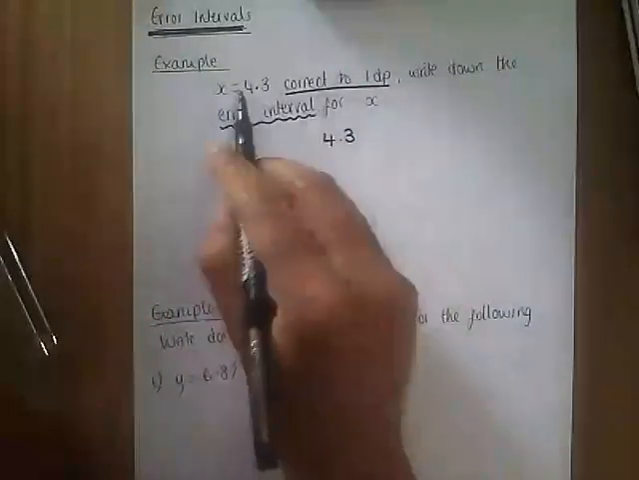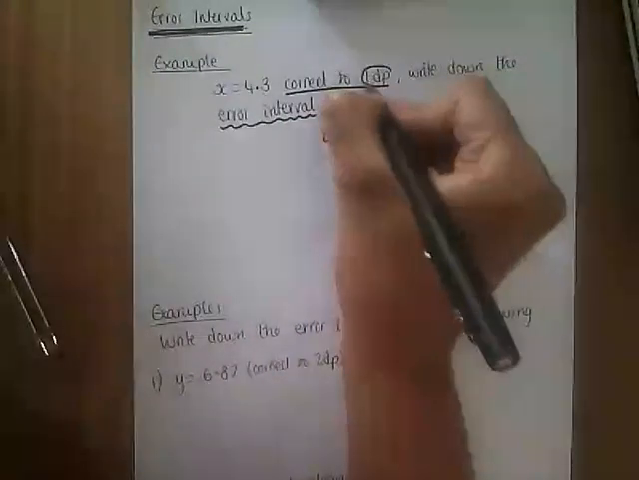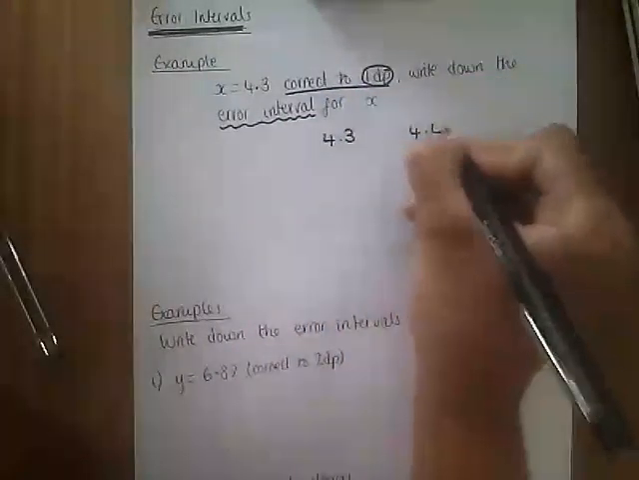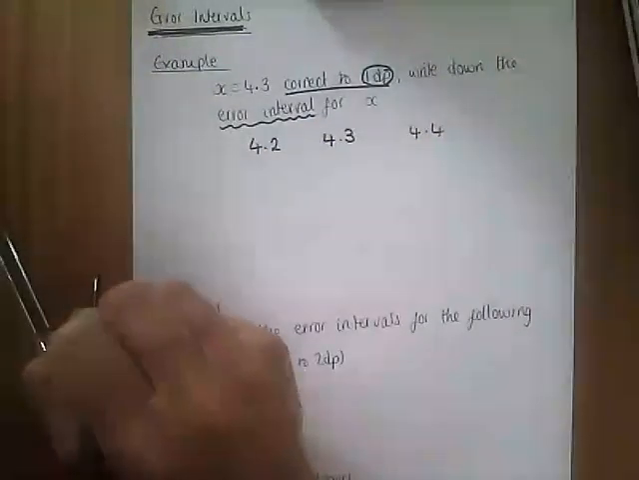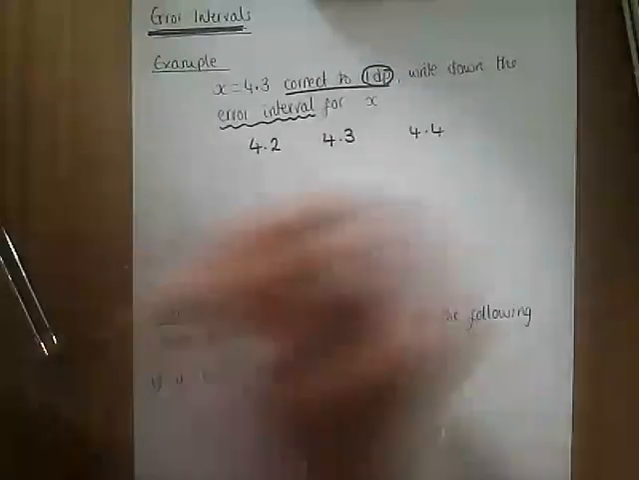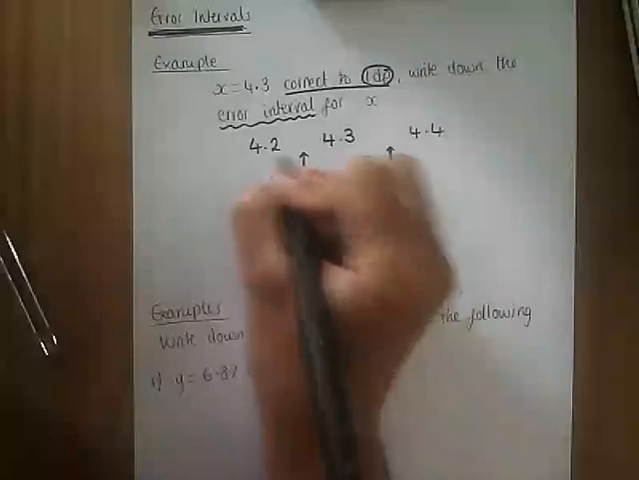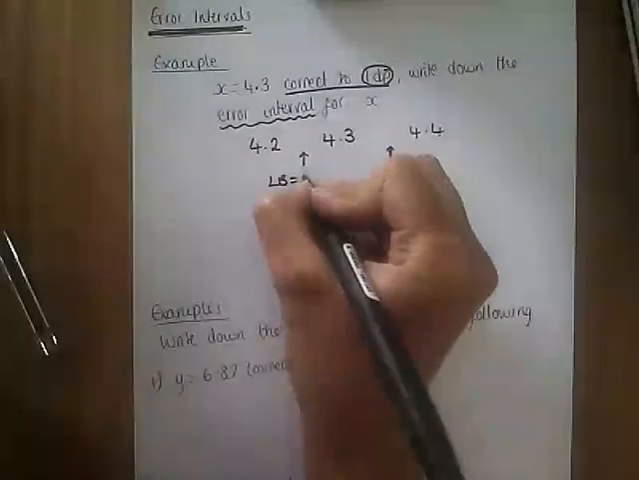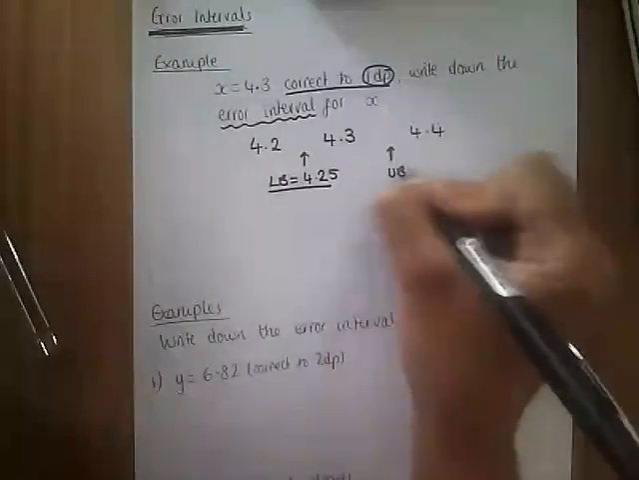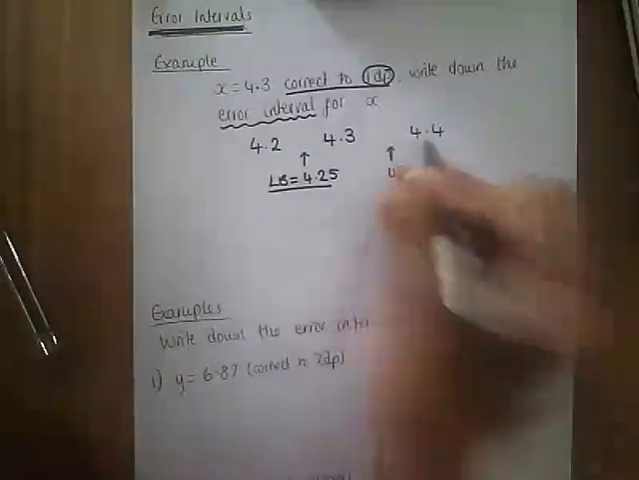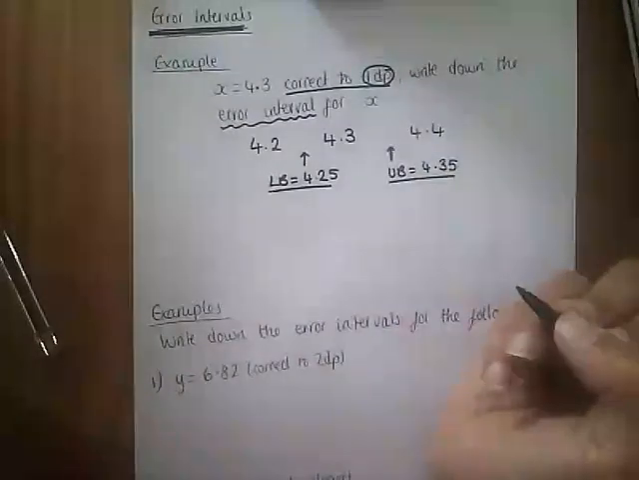So 4.3 is going in the middle. That has been rounded correct to 1 decimal place. So we need to go 1 decimal place higher and 1 decimal place lower. So 1 decimal place higher is 4.4, 1 decimal place lower is 4.2. We then need to find our bounds. So to get our lower bound, we're going to go halfway between 4.2 and 4.3. That will be 4.25. And our upper bound is going to be halfway between 4.3 and 4.4. That will be 4.35.